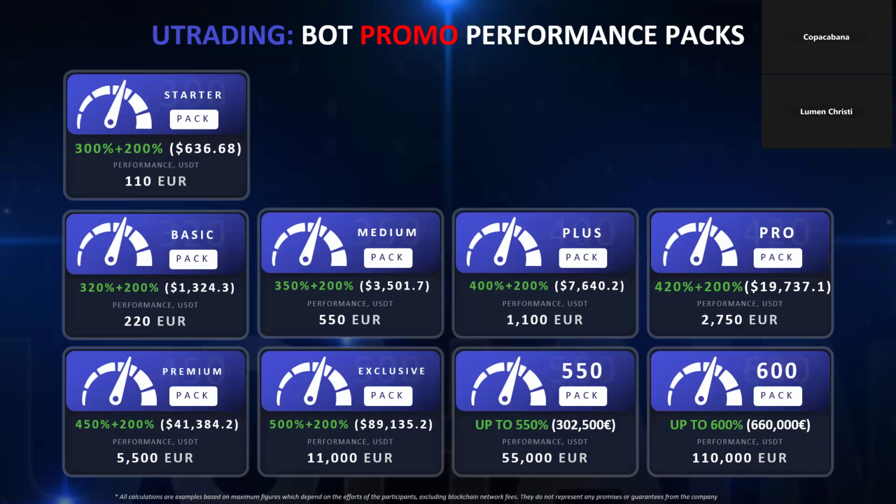So anybody who took advantage of that promo period, instead of having just 300%, the person had an extra 200%, which was giving the person a total of 500%. So if you evaluate 500% of 110 euros, it's going to give the person a total profit of $636.68. That's the total profit that the person was going to make instead of 333 euros, thereabout. So same thing applied to all of this, but like I said, that promo period is actually out.